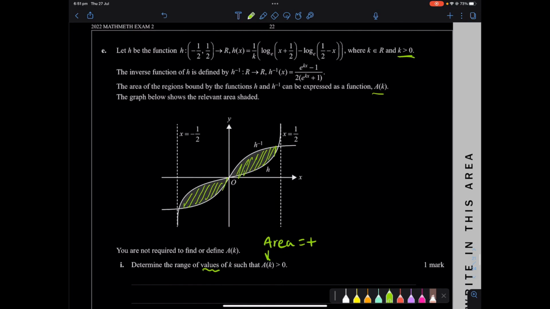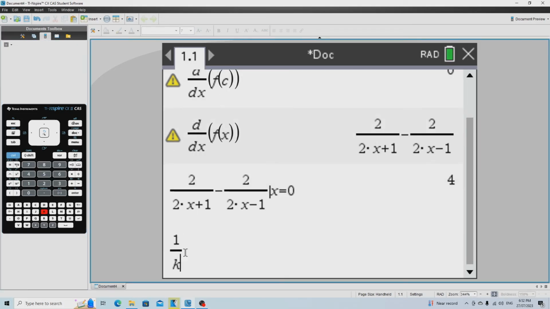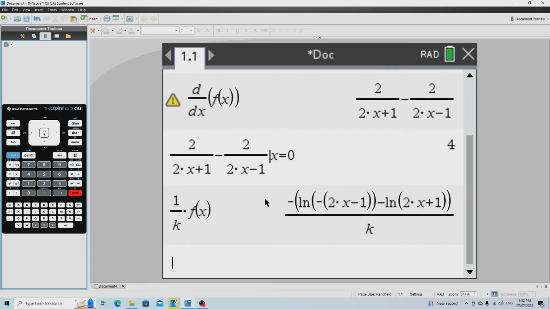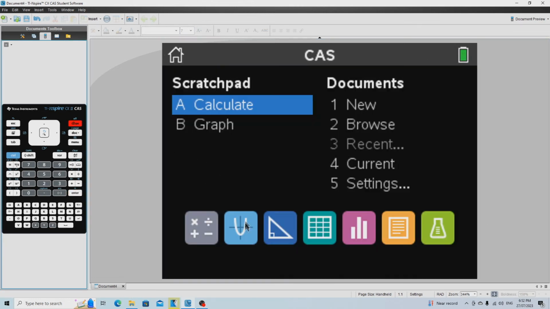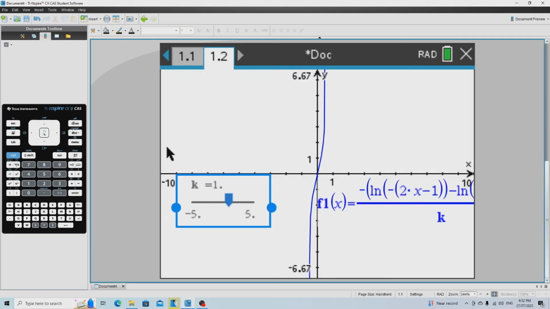So what I'm going to do for this one is go back on my calculator. The best way to find the values of k, I think, is by just sketching it. h of x is just 1 over k times our original function, which was f of x, which was this. So I can take this and put it over here and put a slider. We get this. And we also know the inverse, it's right over here. So your inverse of h is given here, so we can sketch that inverse too.